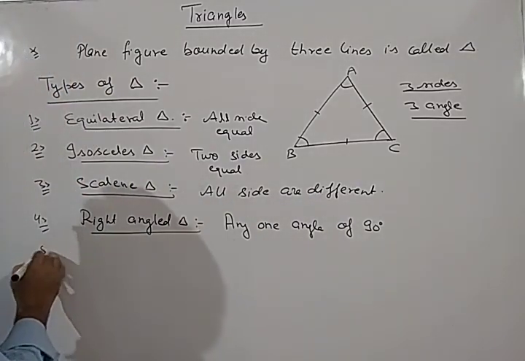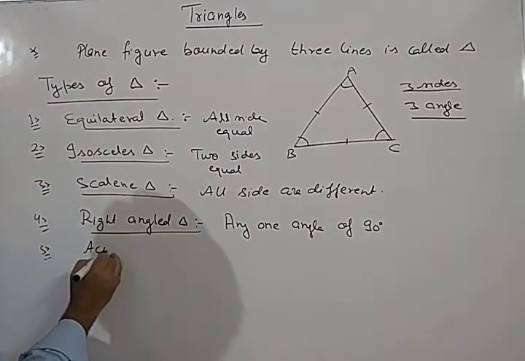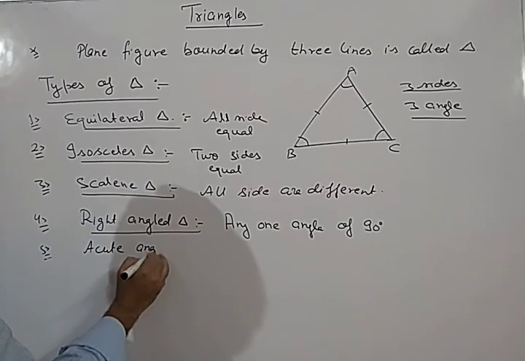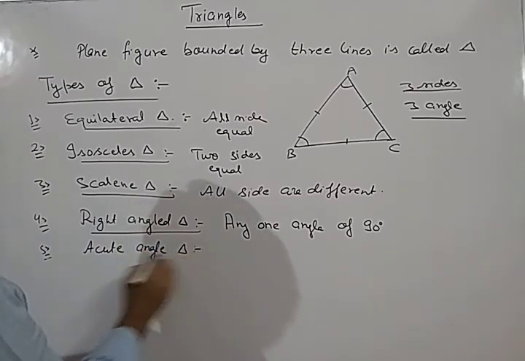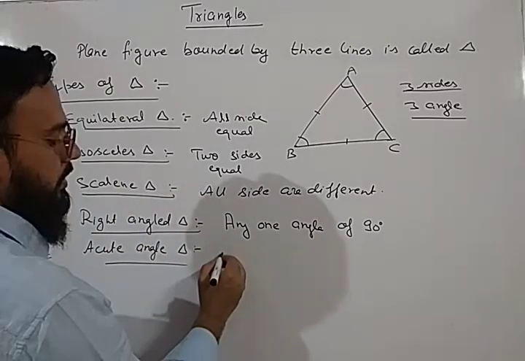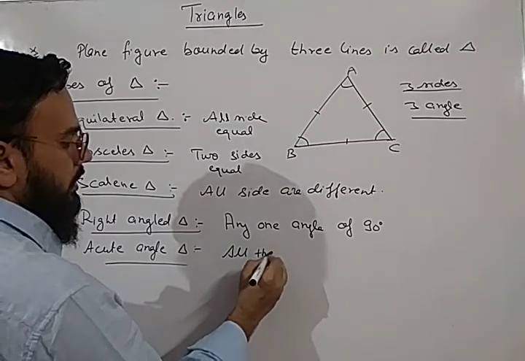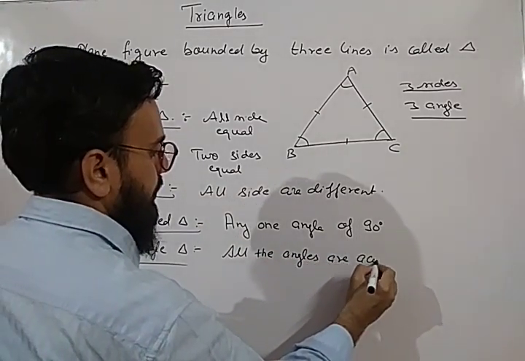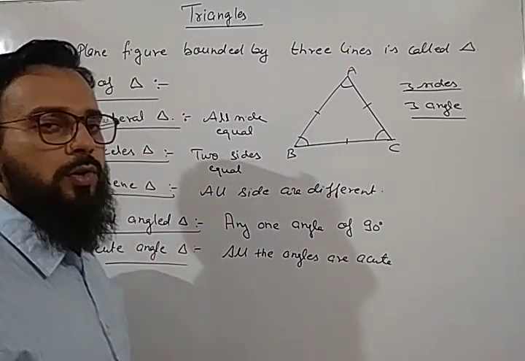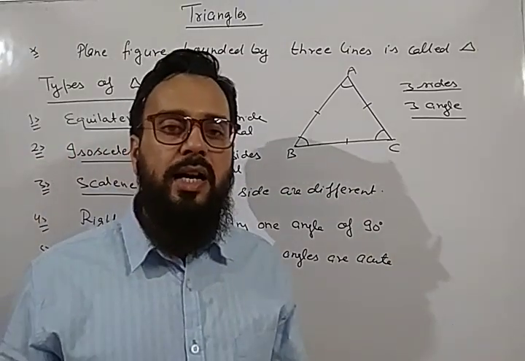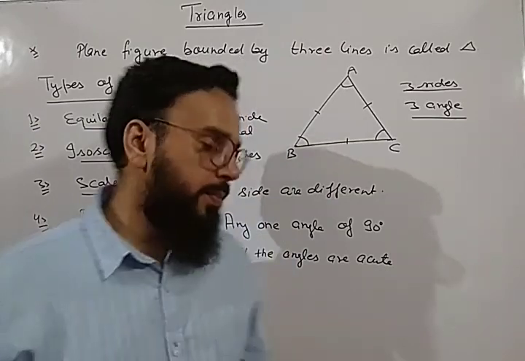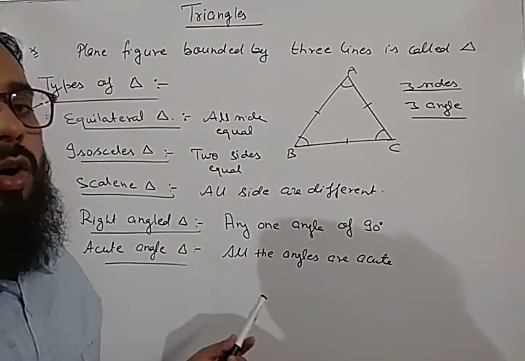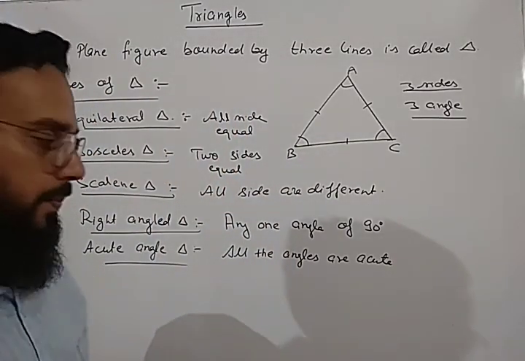Then you have studied about acute angle triangle. So what is acute angle triangle? In which all the angles are acute. And you know what is acute angle? Whose value lies between 0 and 90 degree. So in acute angle triangles, all the angles will be less than 90 degree.